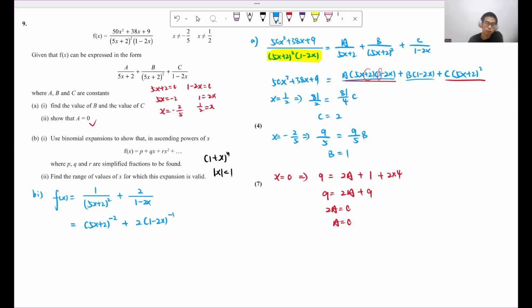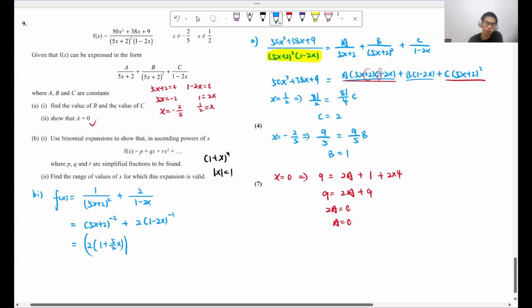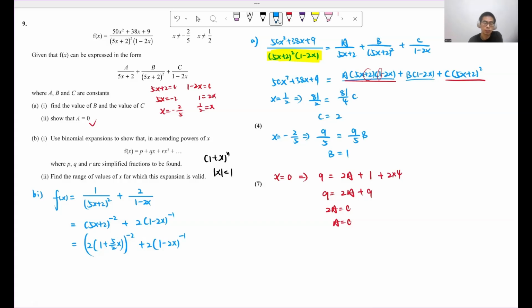So to rearrange that, we can factorize out 2 from the brackets. So that would be 2 and then (1 + 5/2 x), and then everything inside the bigger brackets to the power negative 2. And then for the second one, it's already 1 for the first term, so it's fine. We don't need to do anything extra.